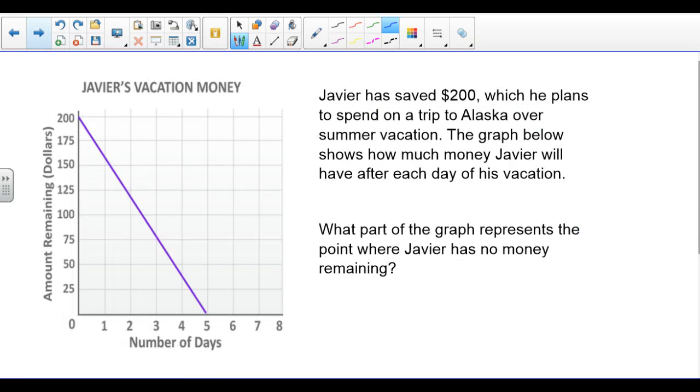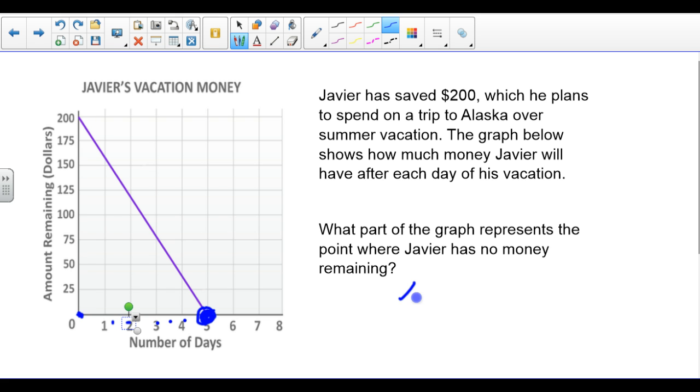Alright, here is another one. It says here, what part of the graph represents the point where Javier has no money? So we are looking at the part of the graph where his money is at 0. Since dollars is right here, we have to look at where it's at 0. And when it's at 0, boom, right here on the x-intercept.